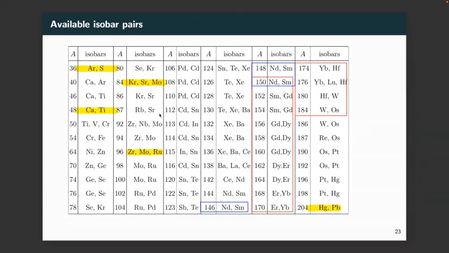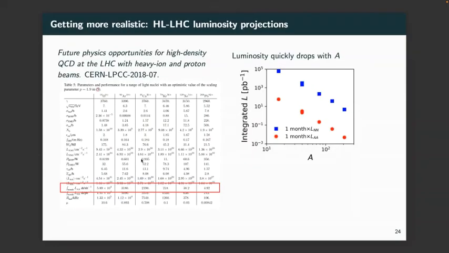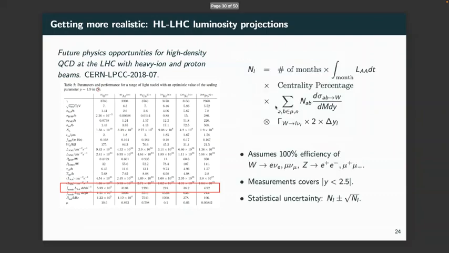Okay, and then I just pick a few isobar pairs and see what happens. Of course, for heavy nuclei, one limitation is luminosity, as you can see from future high-luminosity LHC projections. Luminosity decreases quite quickly with the mass number. So let's start with the light nucleus systems first.